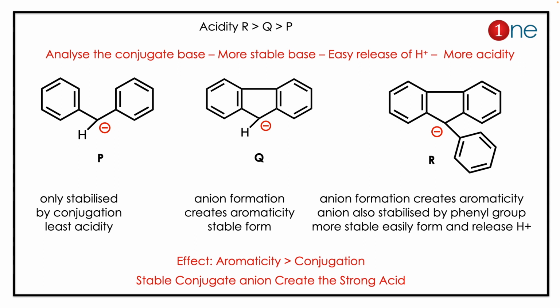Here the acidity order is R > Q > P. The reason is the stability of the conjugate base. The more stable the base, the easier the release of H+ ion. So you have to find the factor which stabilizes the anion.